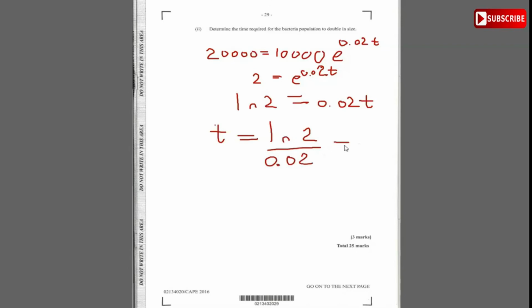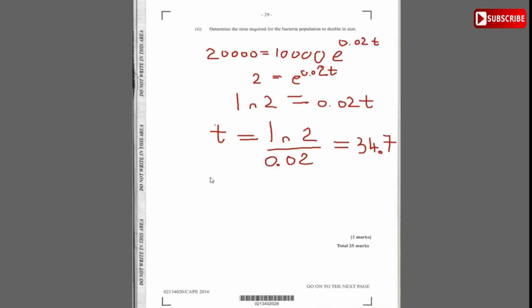So we can work that out. ln2 divided by 0.02, and I'm getting 34.7. So it will take roughly 34.7 years to double. Is that years? Let me check. t is in hours. It will take roughly 34.7 hours.